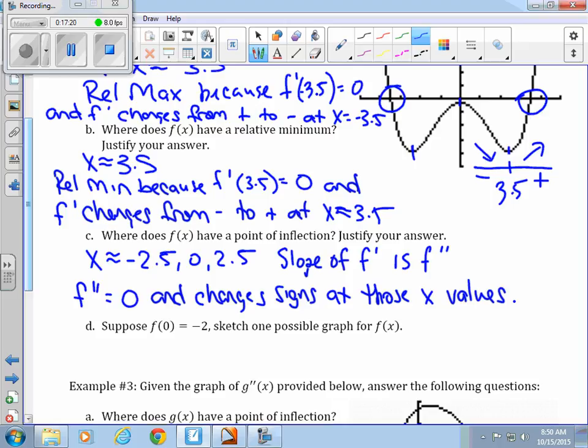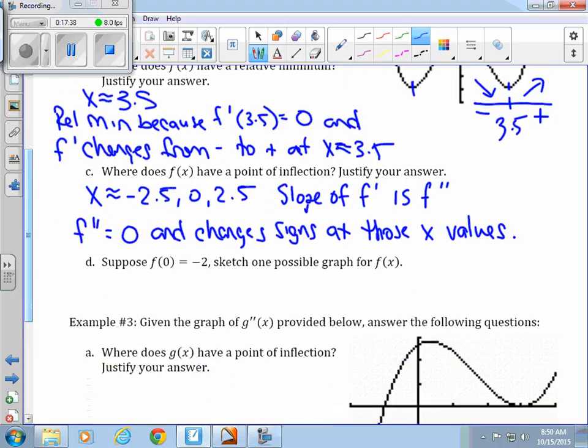I said, I'm looking at the slope, right? Again, they also would have accepted after this statement saying f prime slope changes signs at those, so that would work as well. So you could put a little leeway in that.